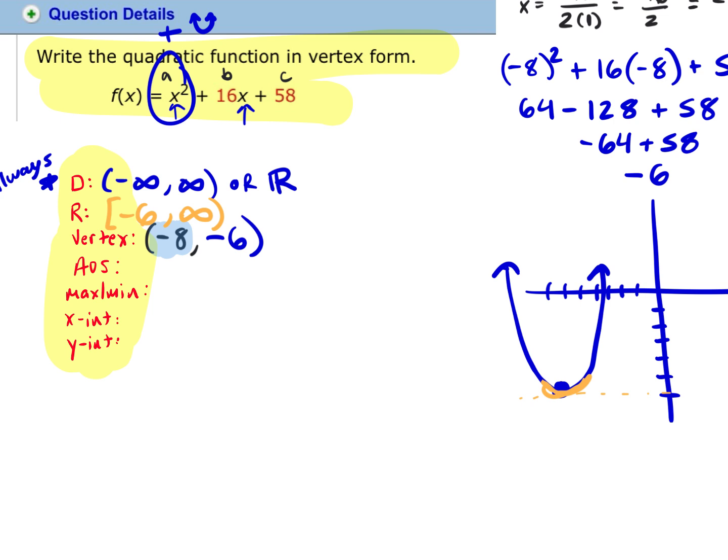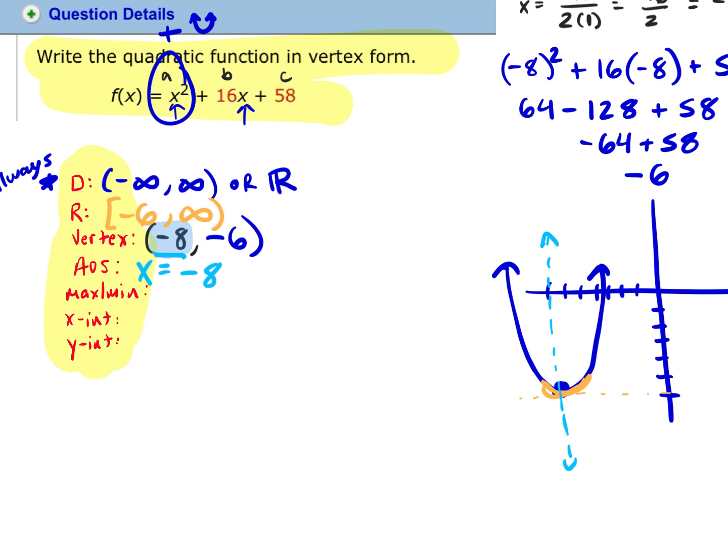What would our axis of symmetry be? Awesome. It is always x equals, and it's whatever our x is in our vertex, so negative 8. Some people yesterday were working on the WebAssign, and it kept marking their axis of symmetry wrong. It's because they forgot the x equals. So don't forget the x equals. Your axis of symmetry is a line, so you need the x equals there.